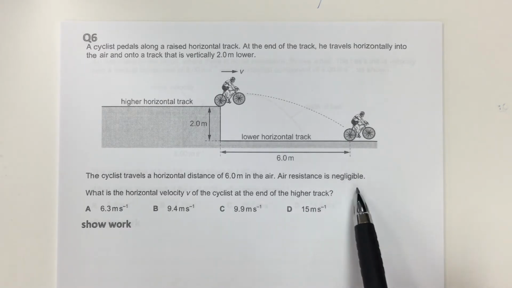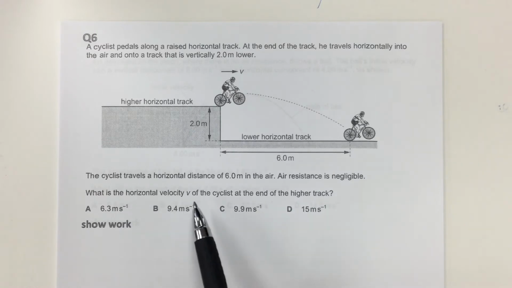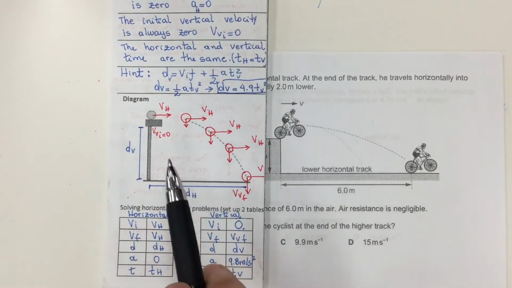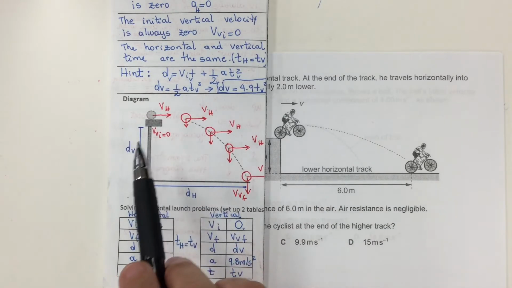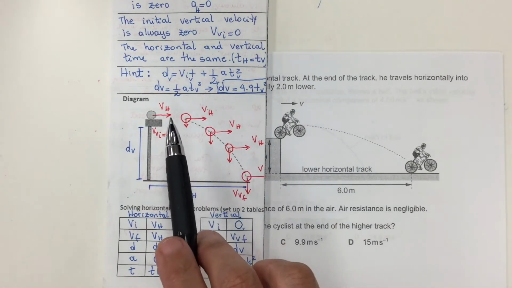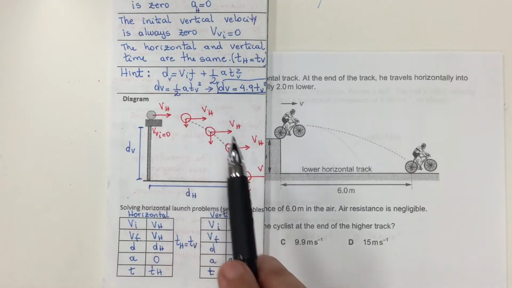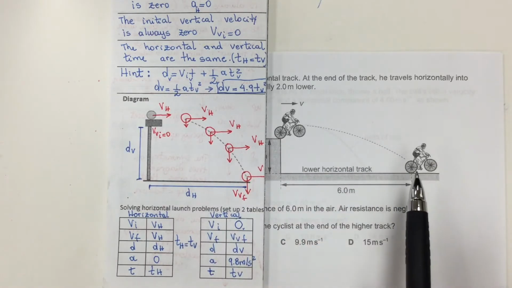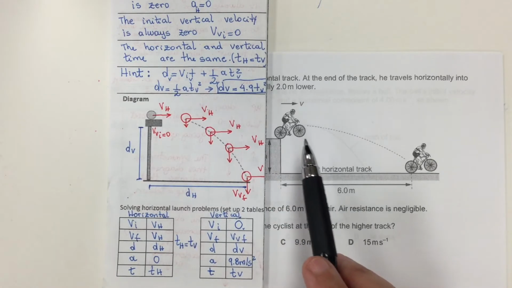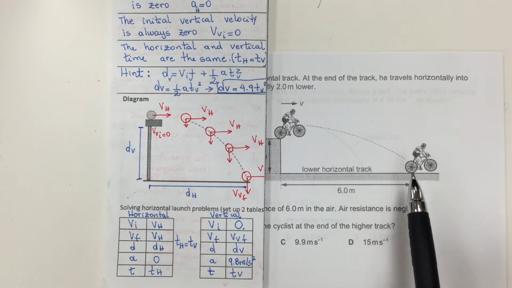Air resistance is negligible. What is the horizontal velocity v of the cyclist at the end of the highest track? So this motion is related to horizontal launch. The cyclist will have a horizontal velocity throughout the trajectory up to when he lands on the horizontal track here, and the vertical velocity is initially 0 and is going to accelerate over time.